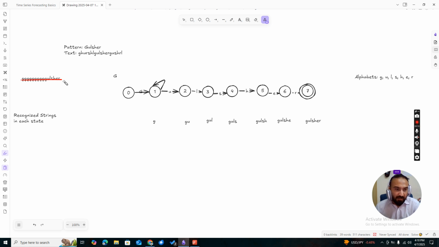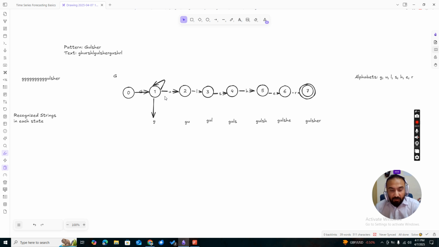Now let's assume we have this example string and we are inputting it into our finite automata. The first alphabet is G. Within the initial state it reads G, and for G we have a determined state, which is 1, so it will transit to that state. Now we are currently in the G state. Within the G state, the string recognized by the finite automata is only G.